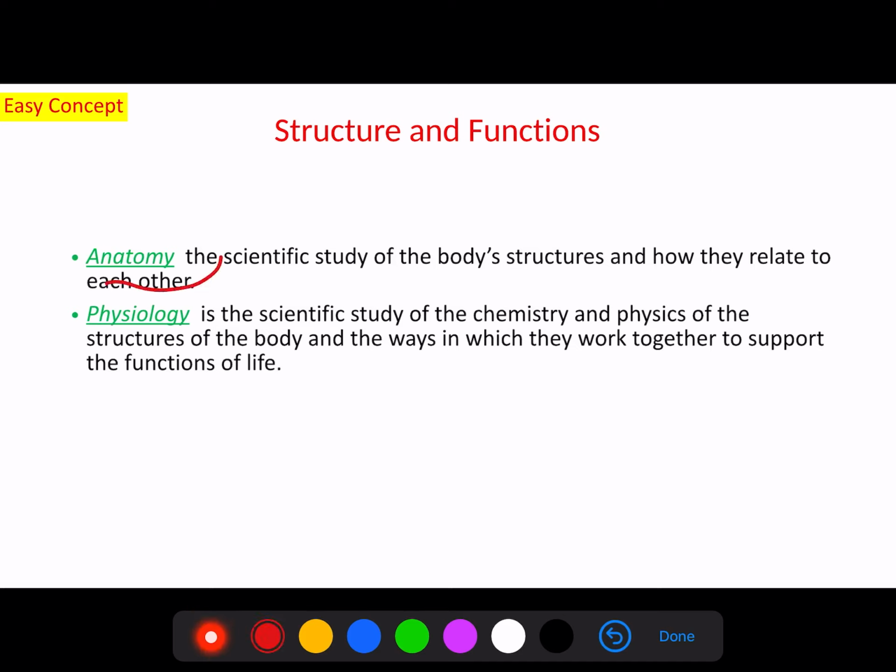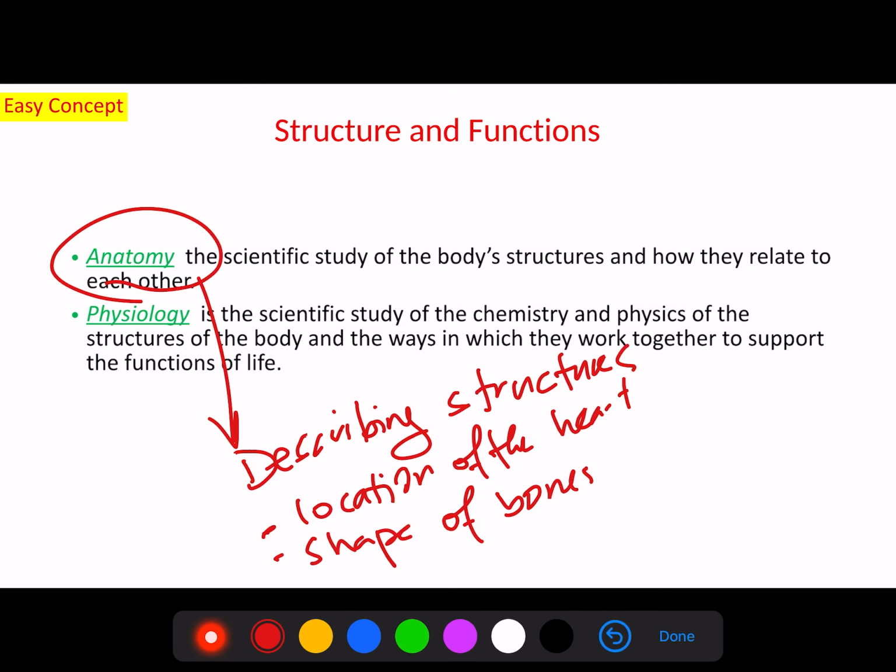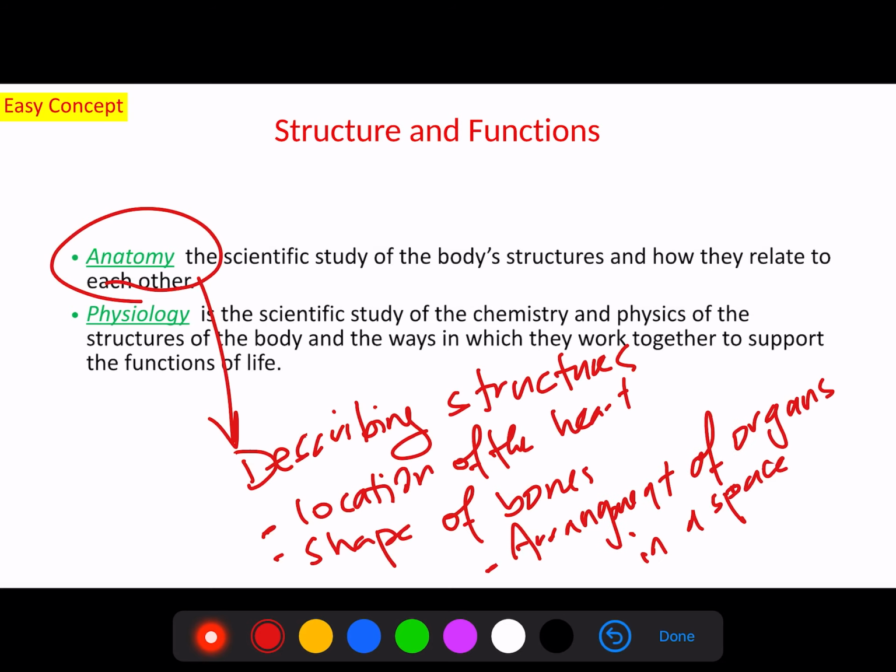Anatomy would deal with description. It will be describing structures, like for example the location of the heart is anatomy, shape of bones is anatomy, arrangement of organs in a space is also anatomy. So all of these are topics that anatomy would deal with.